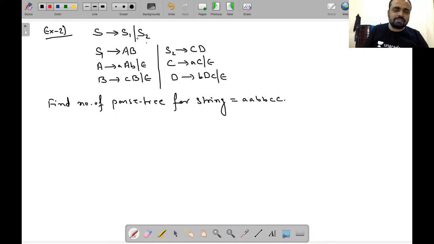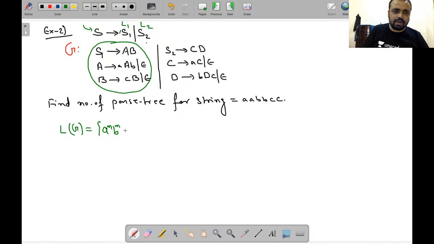My dear friends, looking at this grammar G, what do we see? Either we can generate S1 or S2, and S is the start symbol. Suppose this is language L1 and this is generating language L2. If someone asks the language generated by grammar G, S1 generates A to the power n, B to the power n and C to the power m, where n, m are greater than or equal to 0. This is the language L1 generated by the non-terminal S1. And this symbol is OR, and OR means union.